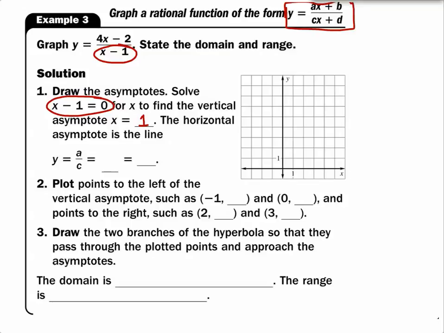So x equals 1 is easy enough to draw. Vertical asymptote. Okay, now for the horizontal asymptote, it says y equals a over c. What that means is they're the coefficients of x in the original equation. So in this case, we're talking about 4 divided by 1, and that's 4. So the horizontal asymptote is at 4.